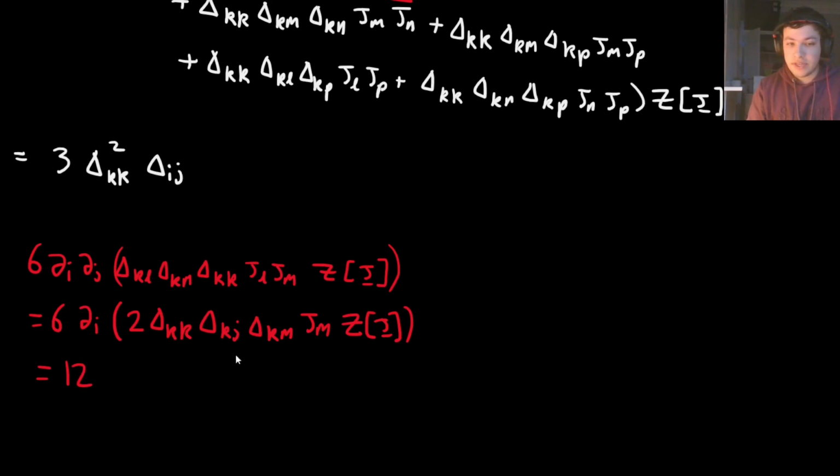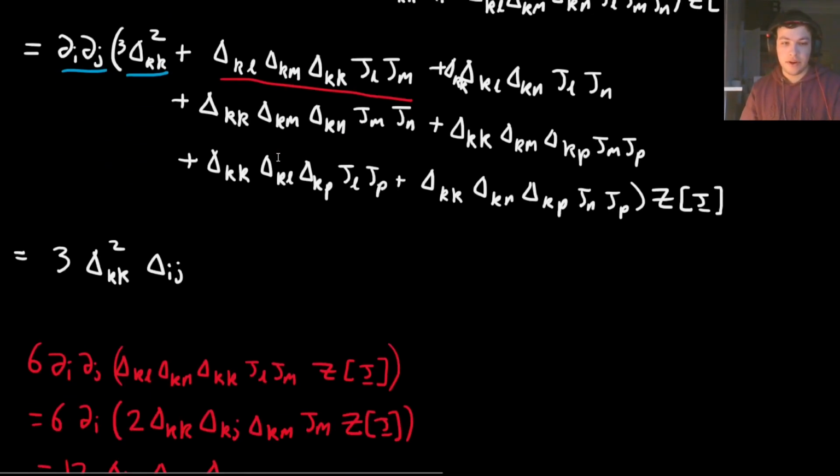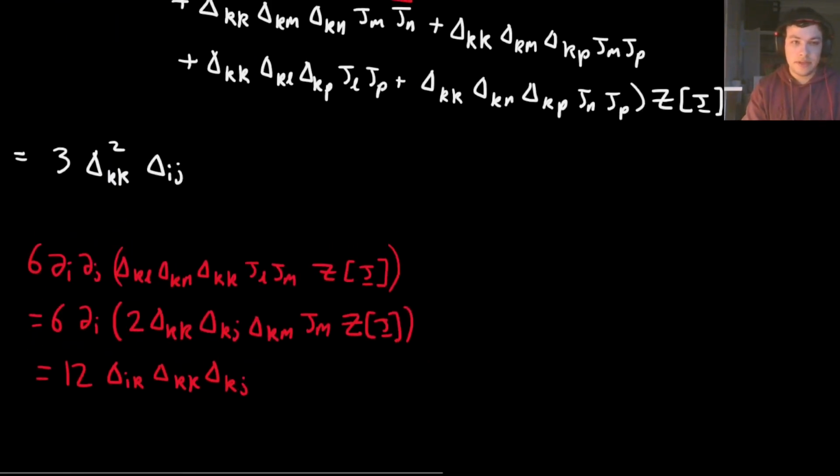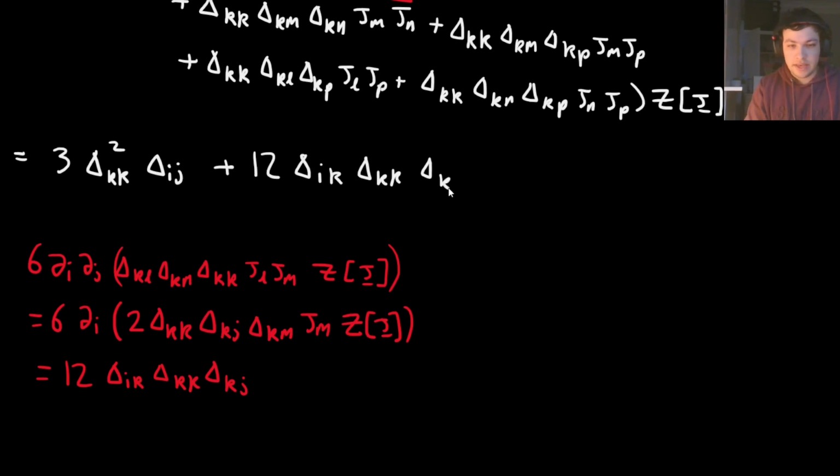which is going to be 12 times, well, the only thing we can differentiate here is the jm. We can't differentiate the z because that'll bring another j that will get killed off when we go to 0. So that is going to be 12 delta, I'm going to write it ik, delta kk from this one. Remember that delta is symmetric because m was symmetric. Delta kj. So our whole thing is 3 of these plus 12 delta ik, delta kk, delta kj.